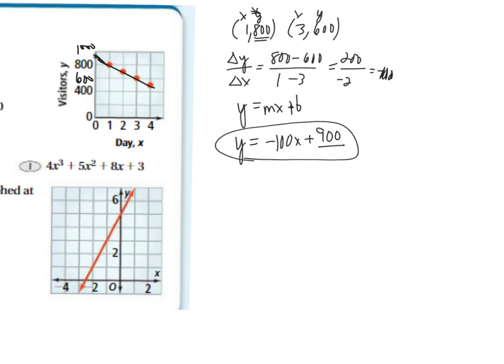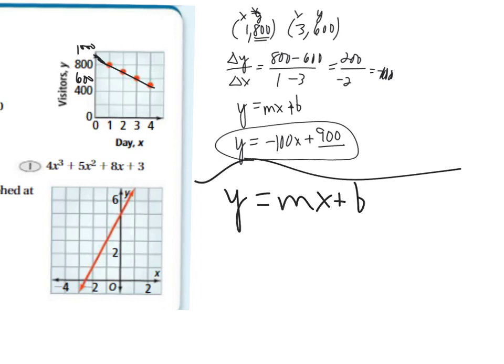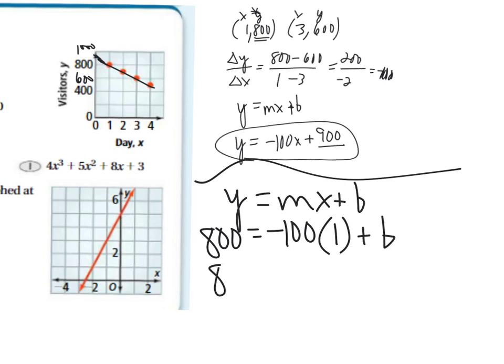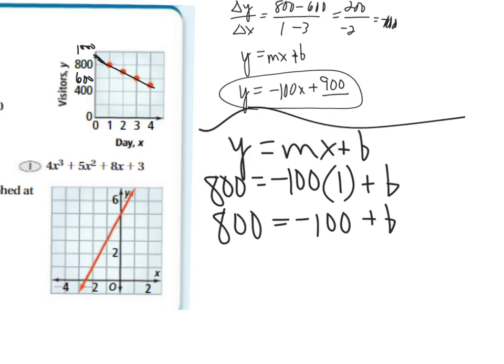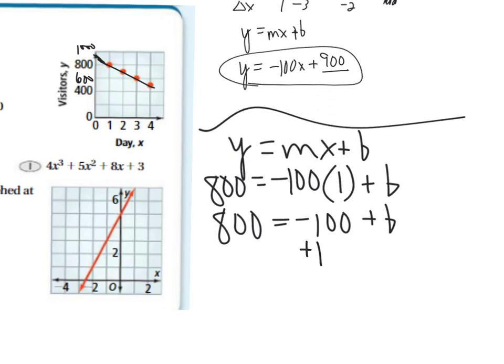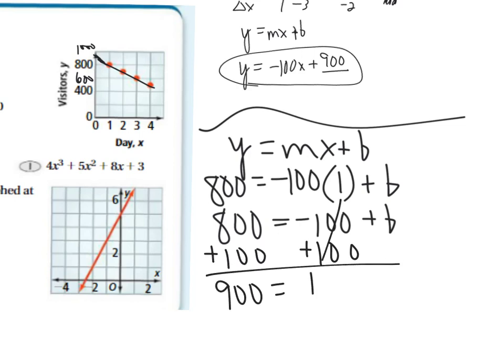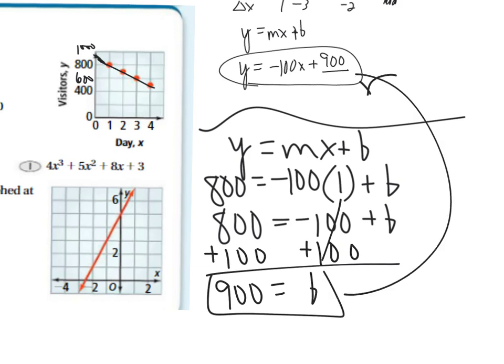Okay, and again, once more, if you didn't follow that part, here's your other option. Slope is negative 100. Put in whichever point that you like that's on the graph. So I'm going to do 1, 800. And then we can just solve this for the y-intercept. So to get rid of a negative 100, you have to add 100 on both sides. And that would be 900, and then that gets us to that same equation.